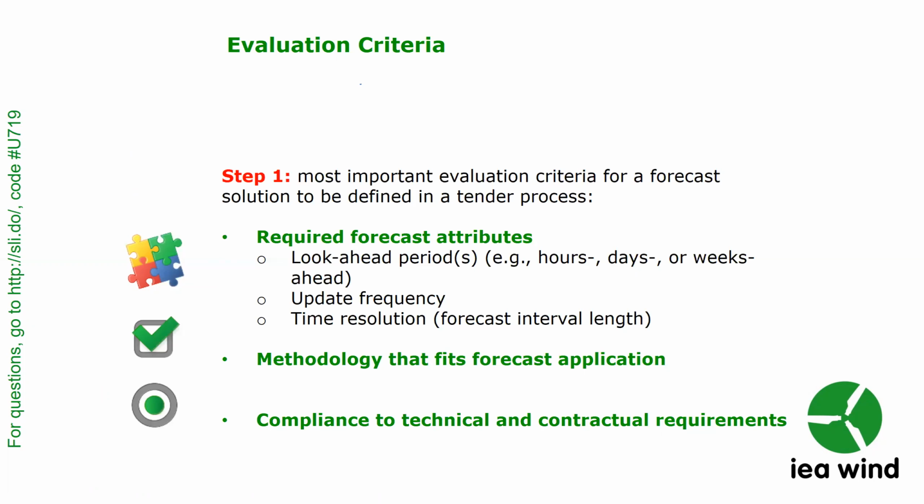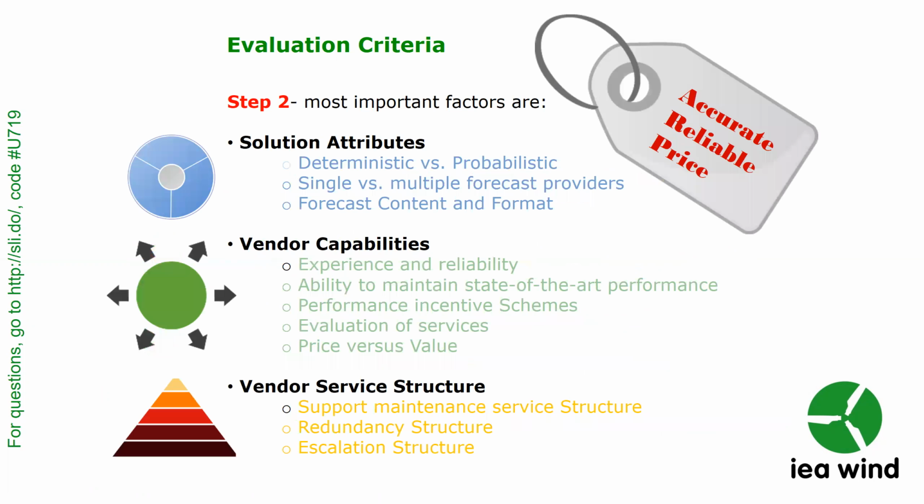And then compliance to technical and contractual requirements is, of course, also something that is often underestimated. So when we look at the criteria for selecting a vendor or a solution, often it has been: it should be accurate, reliable, and it should be cheap. That's what everybody would like to have. But unfortunately, it's not that simple, because there are solution attributes and vendor capabilities. As I've already said, there is a vendor service structure that we have to look at. We have been talking about the attributes, deterministic and probabilistic, single versus multiple, but then also the vendor capabilities. How easy is it for my vendor to develop with me to maintain state-of-the-art performance, and what is price versus value?